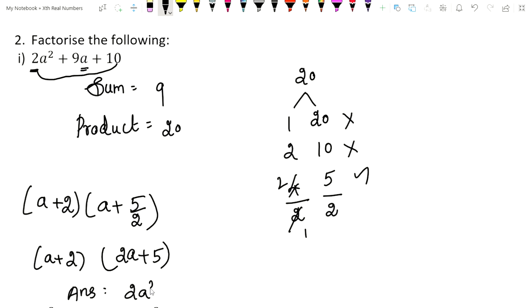2a square plus 9a plus 10 equal to a plus 2 into 2a plus 5. You understand, children? Okay, children. See the next one.